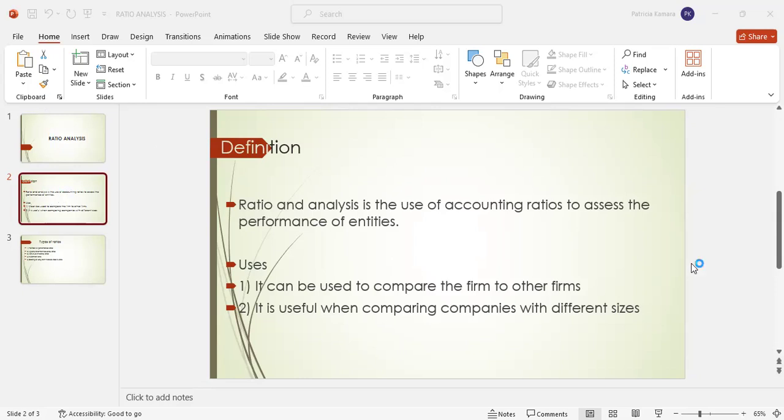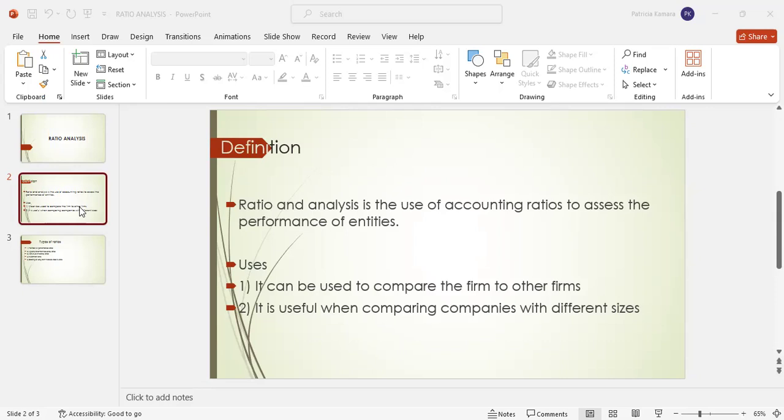So we begin by defining what we mean by ratio analysis. It is the use of accounting ratios to assess the performance of an entity. It can be used to compare the firm to other firms, and it is also useful when comparing companies with different sizes. So these are the various uses of accounting ratios, okay?